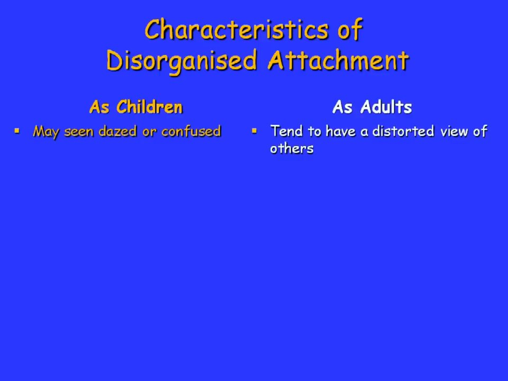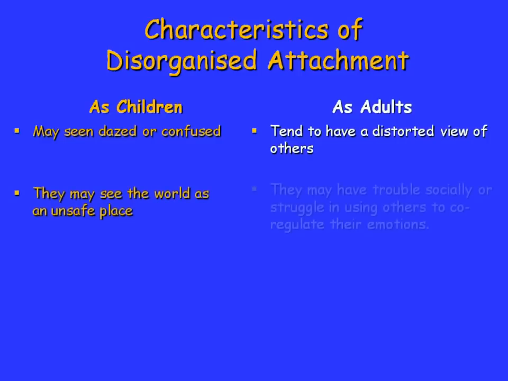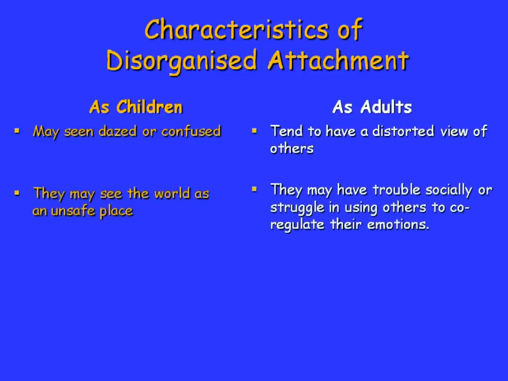This is a very unhealthy attachment, disorganised, and it's usually connected with children who've had either physical or emotional abuse. So, children who have had that kind of abuse can seem dazed or confused, and they grow up into adults and they may have a distorted view of others because they've never had the ability to trust others because others have just been abusive to them. They may see the world as an unsafe place as children, so they may have trouble socially or struggle using others to co-regulate their emotions.